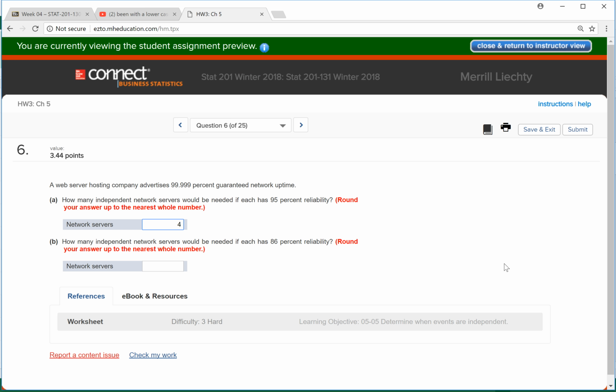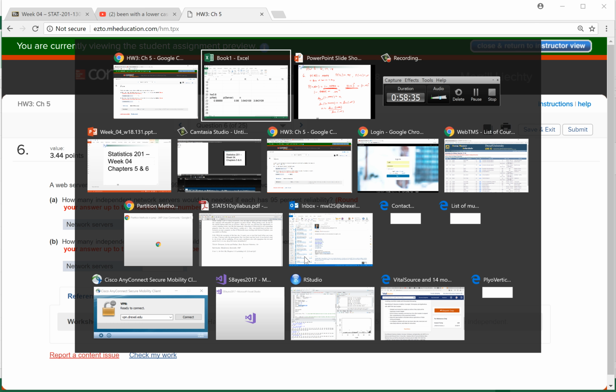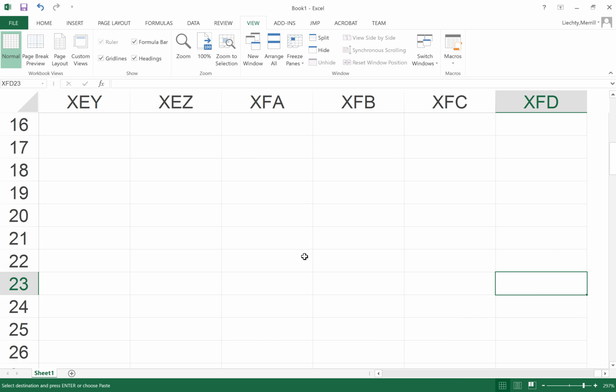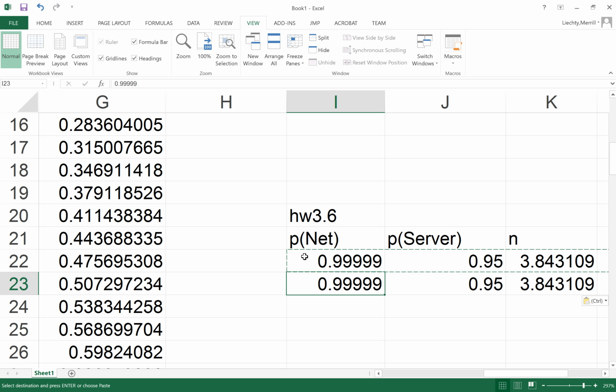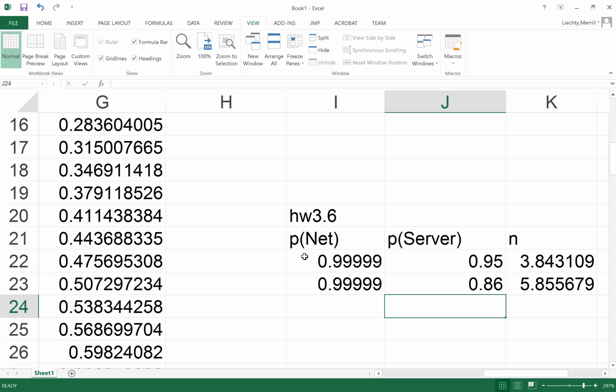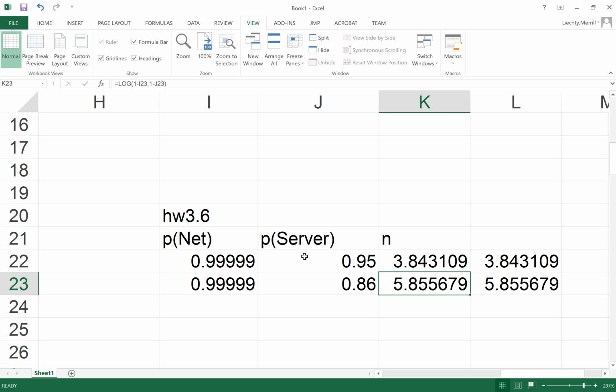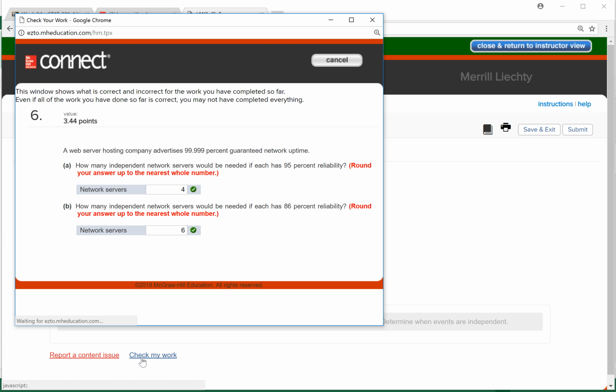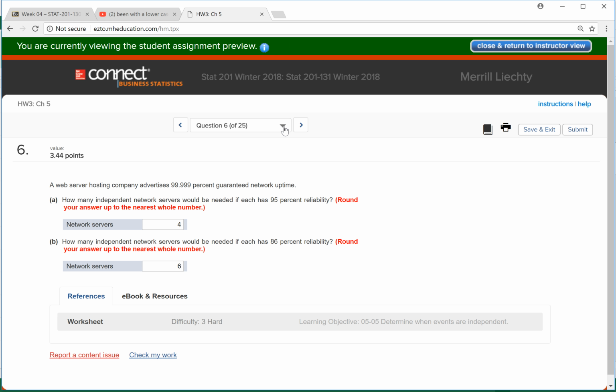Okay, so that's 4. How many independent network servers would be needed if each has 86% reliability, which is probably more accurate? I'm just going to copy this, paste it in. All I have to do here is change this from 95 to 86%, and we get 6. So make sure you round. If you don't round these things, you're going to get them wrong. Okay, so that's number 6. Questions on that before we move on?